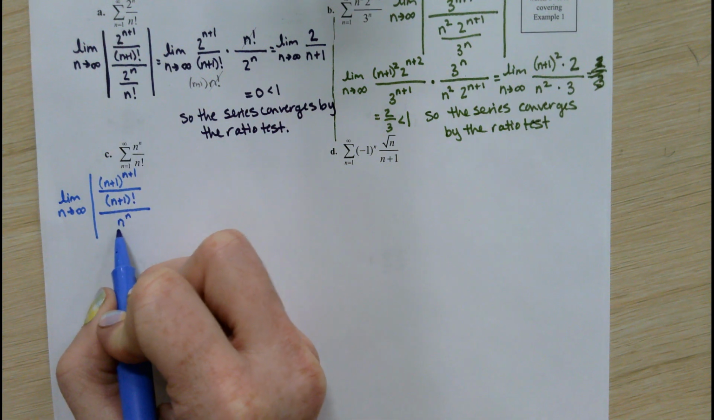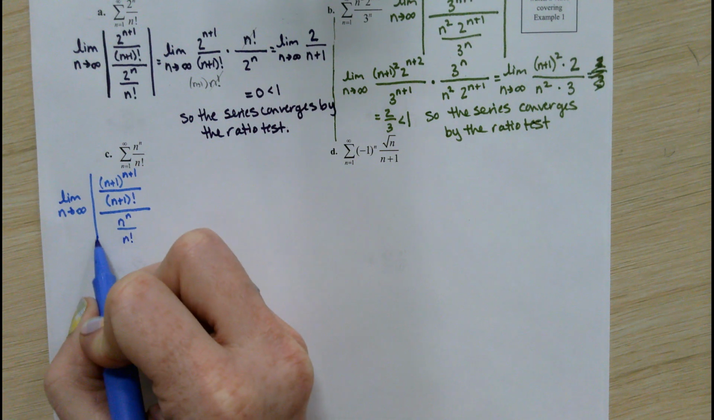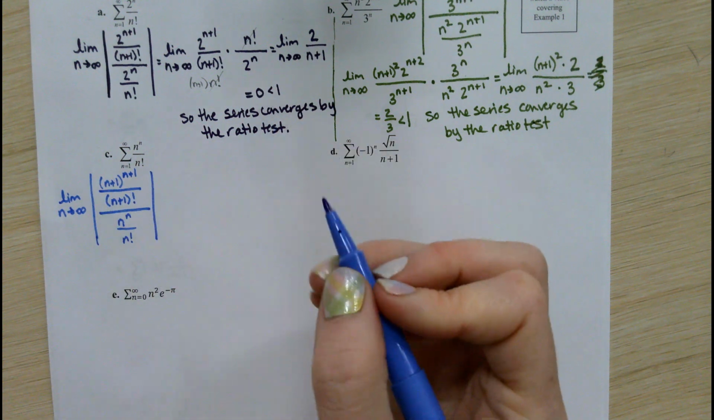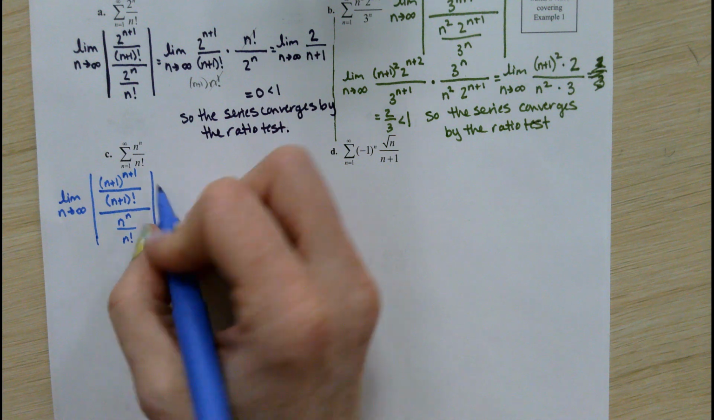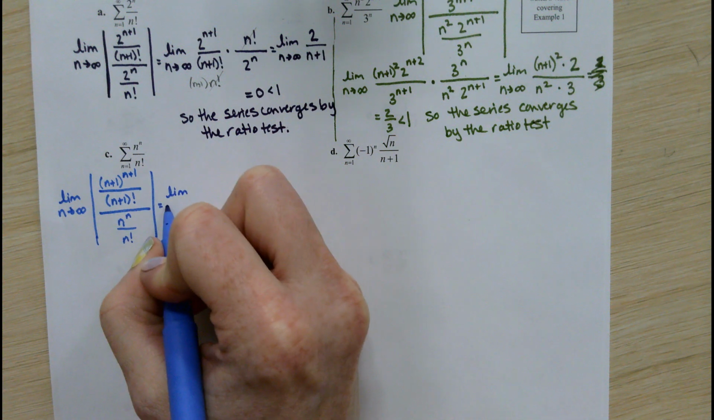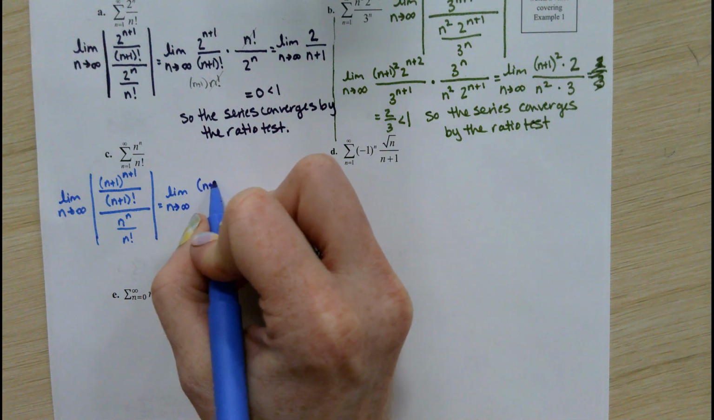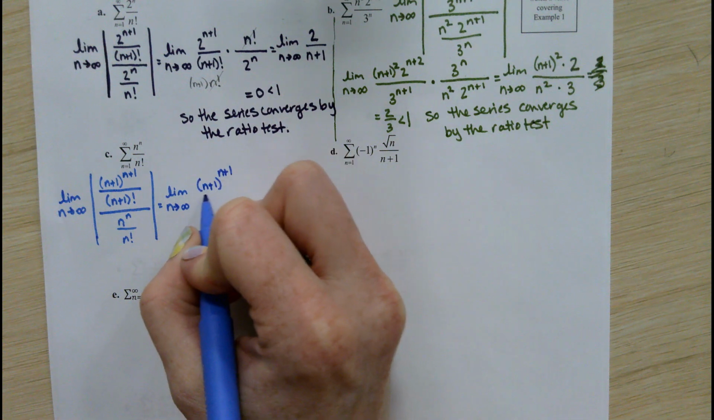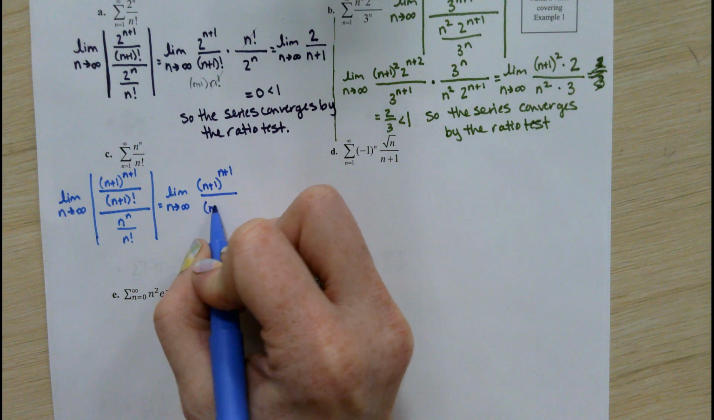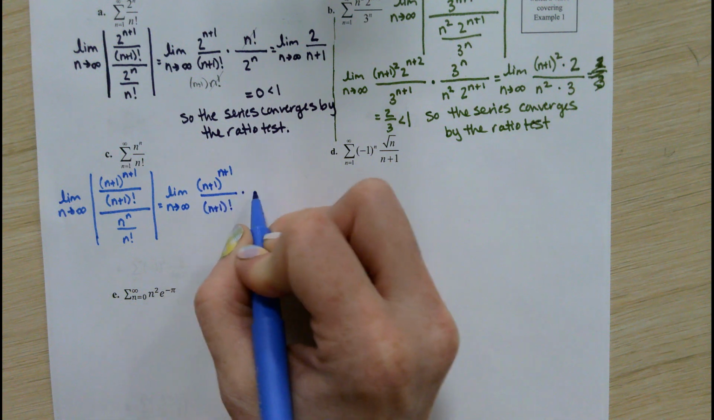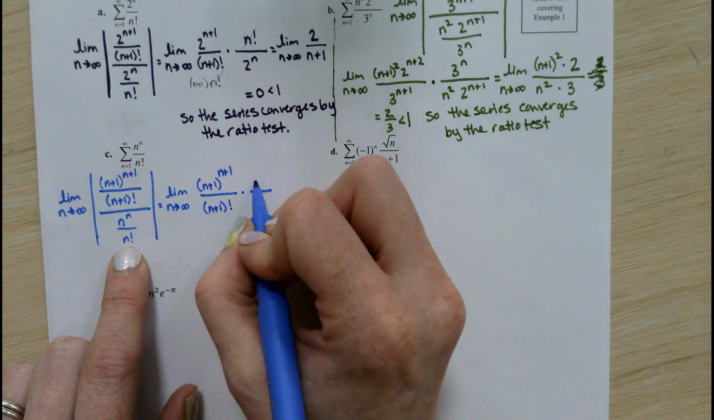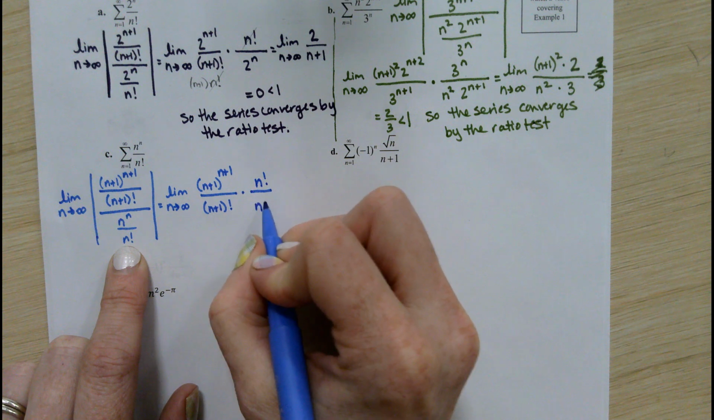So n to the n over n factorial. And then again, I don't think those absolute values are really doing anything for us. So we're going to have the limit as n approaches infinity of n plus 1 to the n plus 1 over n plus 1 factorial times the reciprocal, so n factorial over n to the n.